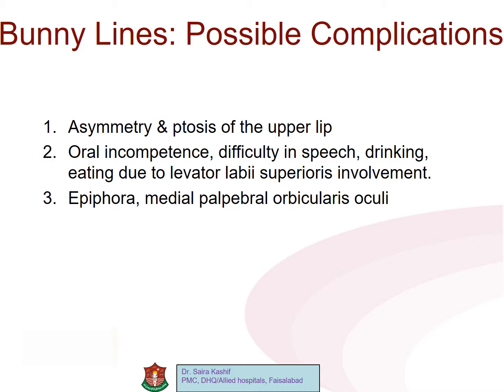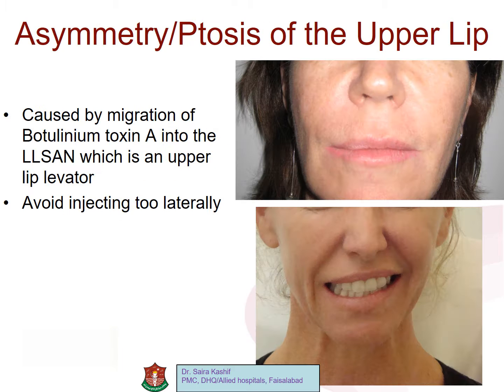So what are the possible complications? Asymmetry and ptosis of the upper lip, oral incompetence with difficulty in speech, drinking and eating due to the involvement of the elevator of the lip. Epiphora, it may be due to involvement of the medial palpebral orbicularis oculi muscle. This is the lip asymmetry due to diffusion of the toxin into the levator labii superioris alaeque nasi, or if you make the injection too lateral to the safety zone area.